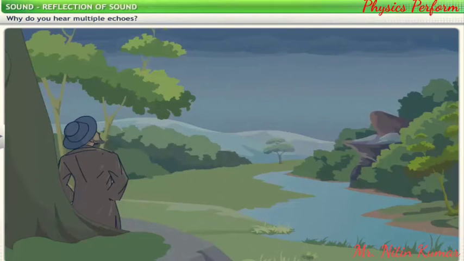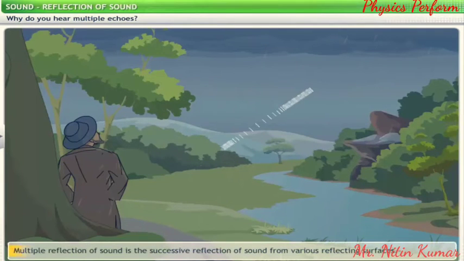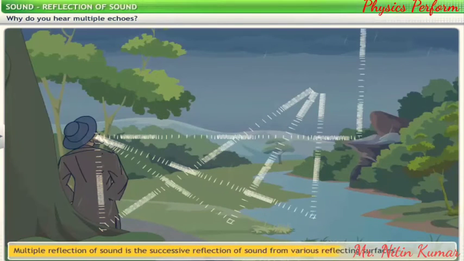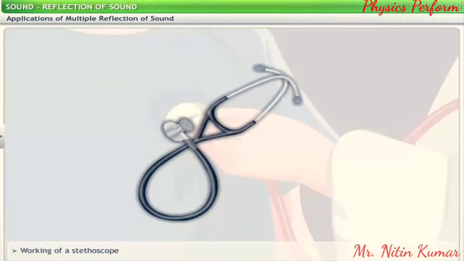When you hear thunder rolling, the sound continues for some time. The rolling of thunder is due to the successive reflections of sound from a number of reflecting surfaces, such as the clouds and land. This is called multiple reflection of sound. Thus, multiple reflection of sound is the successive reflection of sound from various reflecting surfaces. We find many useful applications of multiple reflections of sound in our daily life.